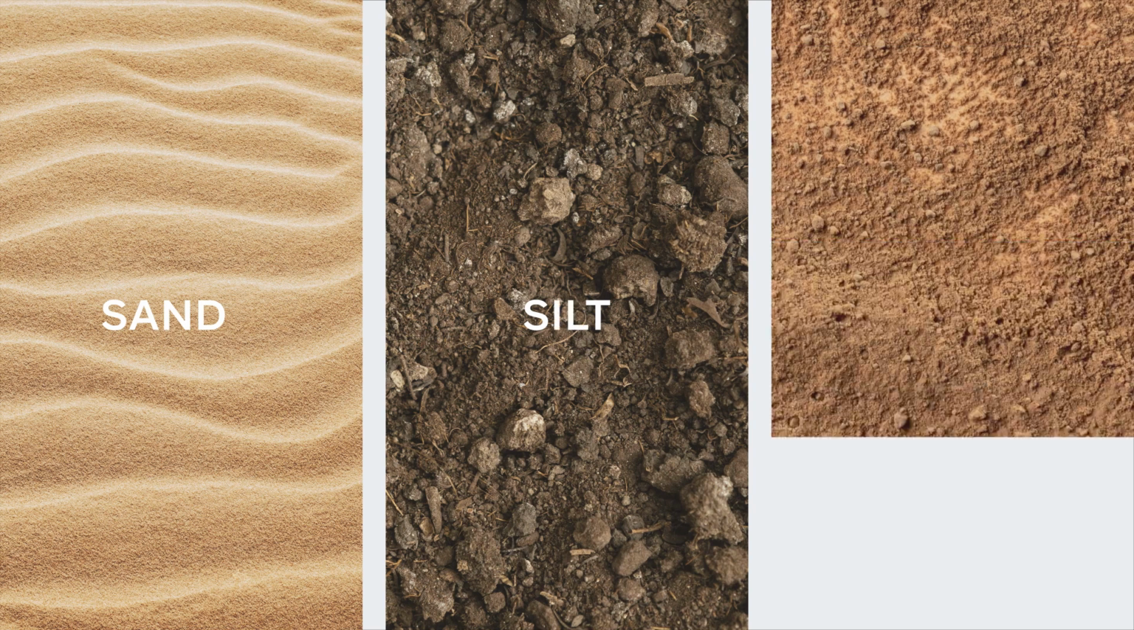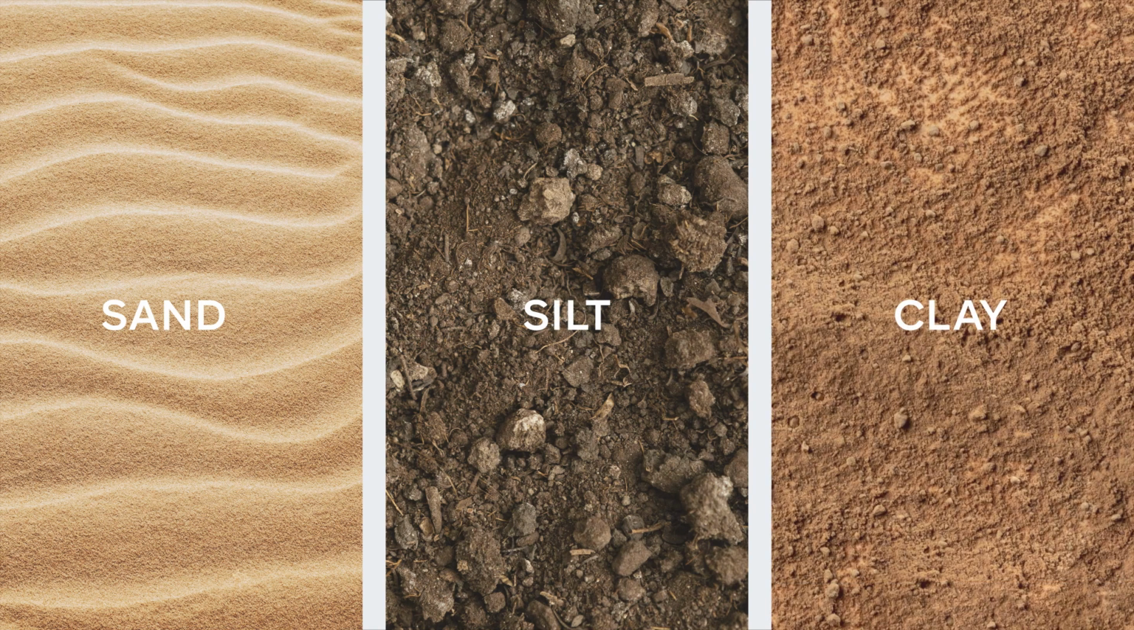Some minerals like sand, silt, and clay determine soil texture. Sandy soils have larger particles, while clay soils have smaller particles. The mix of these textures affects how well the soil retains water and nutrients.